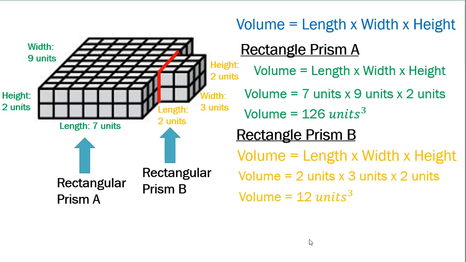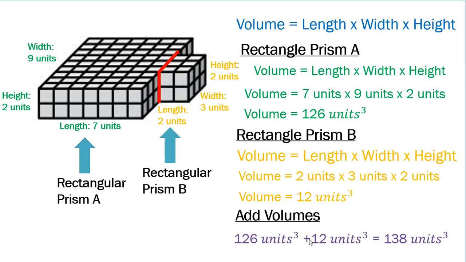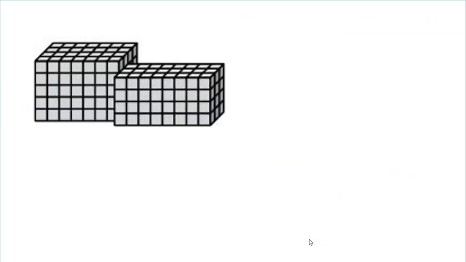Now that we found the volume of each of these rectangular prisms, we can add the volumes together. So 126 cubic units plus 12 cubic units is 138 cubic units. The volume of our composite rectangular prisms is 138 cubic units. Now let's try another problem.